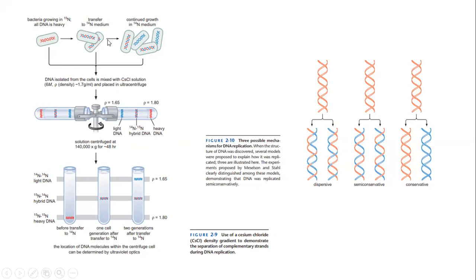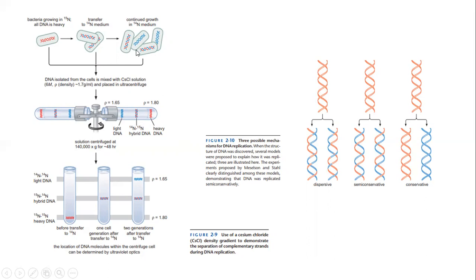DNA was isolated from the E. coli from each growth medium. That is, from the bacteria which were grown in the N15 medium, from those transferred to the N14 containing medium, and from those continually growing in the N14 medium.